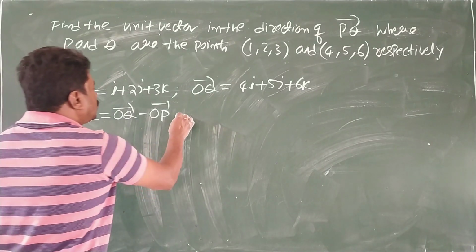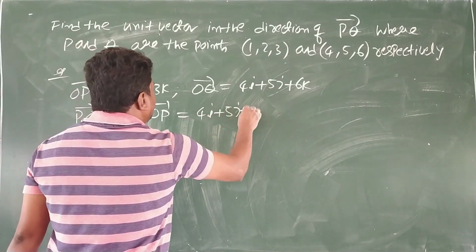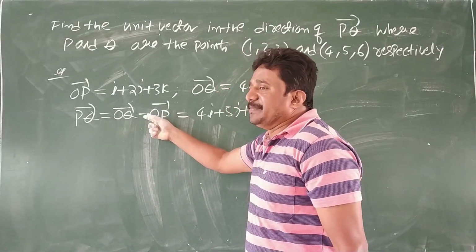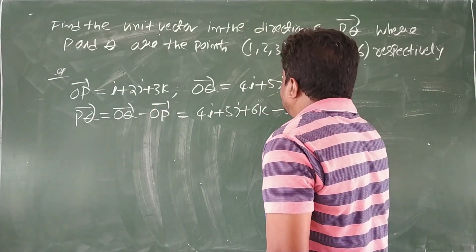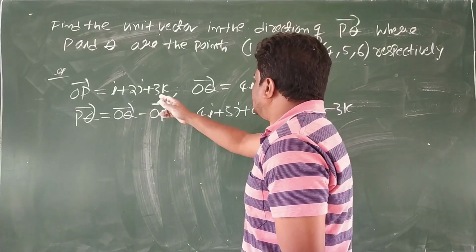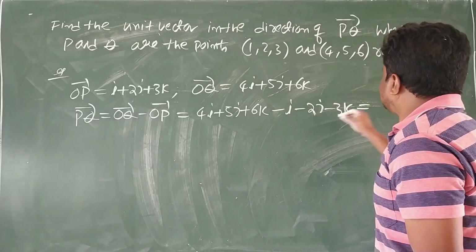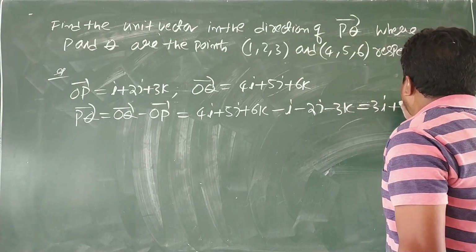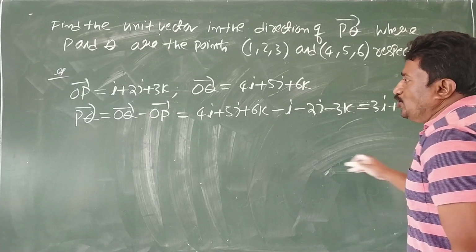PQ means OQ minus OP. So write OQ, substitute: 4i plus 5j plus 6k. Multiply vector OP by minus: minus i minus 2j minus 3k. 4i minus i is 3i. 5j minus 2j is 3j. 6k minus 3k is 3k. Now unit vector required.